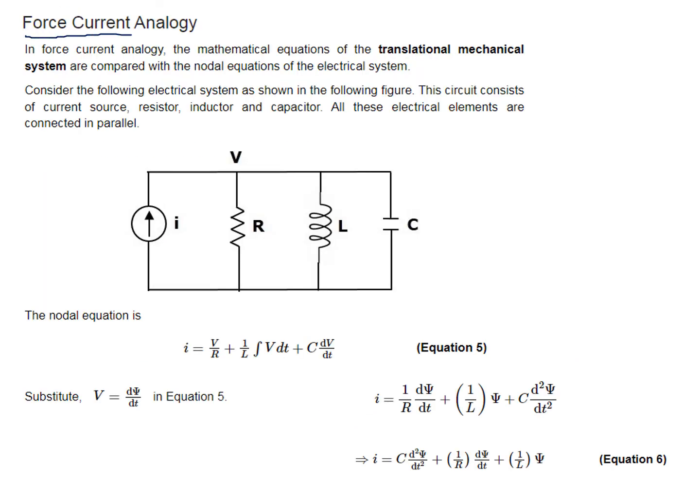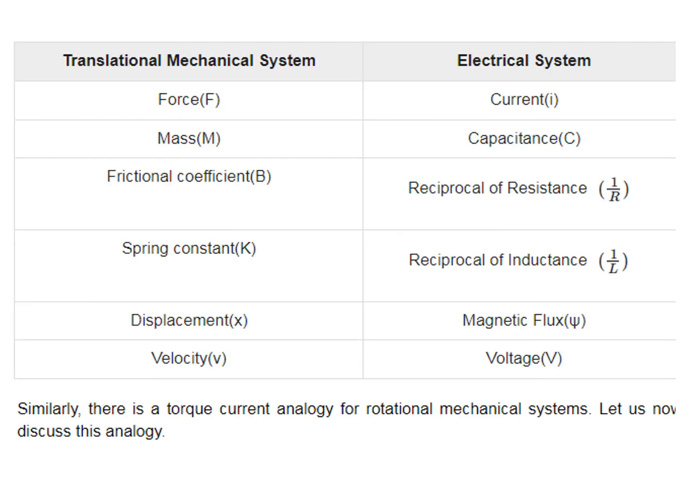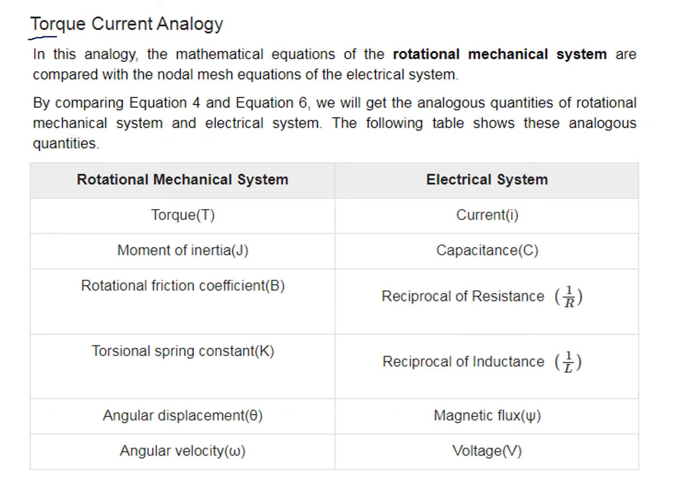So again this is the force current analogy. It is the same concept and the same explanation. The observations here: in the force voltage analogy, force was equal to voltage. Very similarly, I can draw this torque current analogy. A torque can be equivalent to the current, moment of inertia to capacitance. This table will show you the analogous quantities.